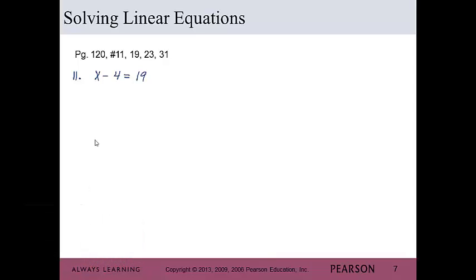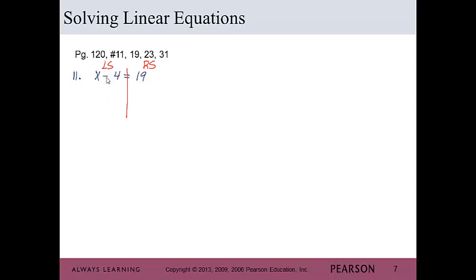So our goal here is to solve for x, and we have x minus 4 equals 19. Now logically, we can think of a number that we can subtract 4 from and get 19. But let's try to follow the steps. So we're solving for x. So what I'm going to do is draw a line down my equal sign. And I'm going to say this is the left side of my equation, and this is the right side of my equation. My goal is to isolate the x.